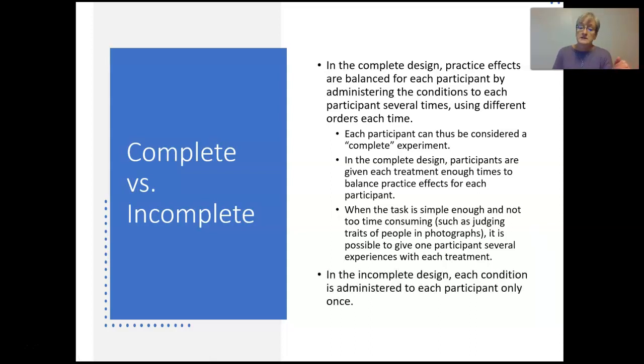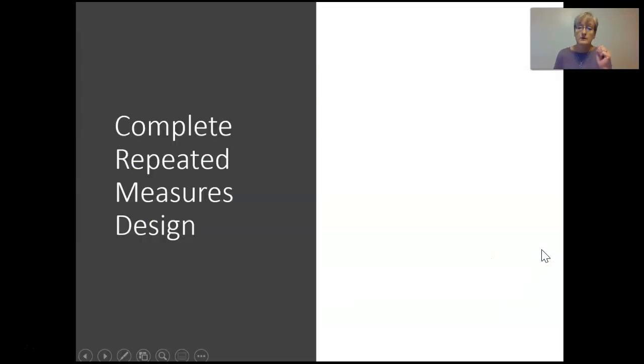With the incomplete design, each condition is administered to each participant one time. And that's what we did with the weighted blanket study: each participant got each condition once. What you're counterbalancing is the order of them. So some participants get some orders and the other participants get another order.